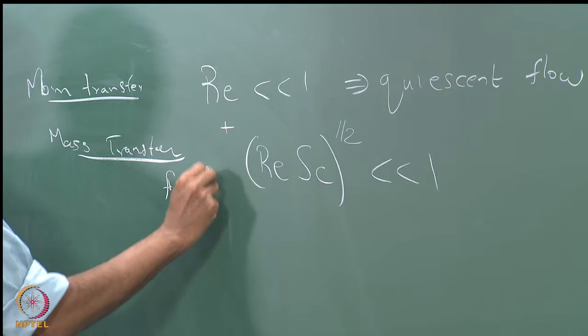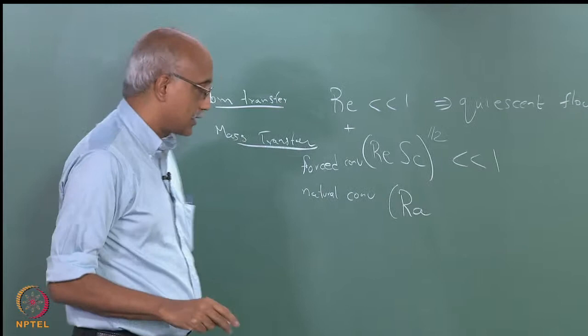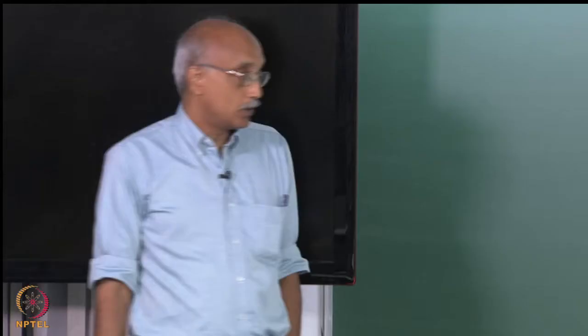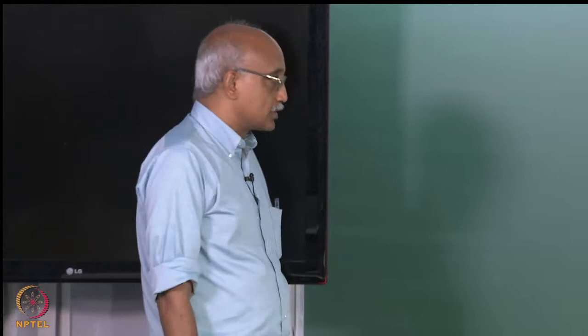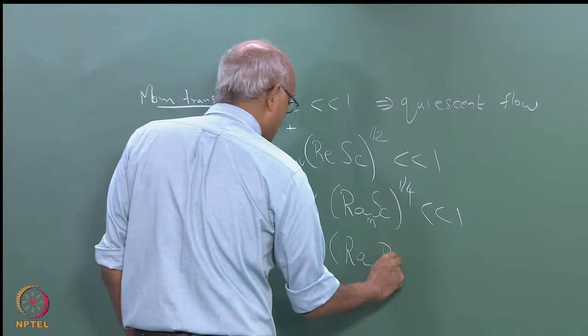In the case where natural convection is dominant, the corresponding criterion is in terms of the Rayleigh number that we defined in the last class, times Schmidt number, and in this case it is to the power 1 by 4. So, Rayleigh number times Schmidt number to the power 1 by 4 has to be much smaller than 1 for us to assume quiescence with respect to mass transfer. And in fact, there is even an additional condition. By the way, this is the Rayleigh number for mass transfer. The additional condition is the Rayleigh number for heat transfer times Prandtl number to the power 1/4 must be much smaller than 1.